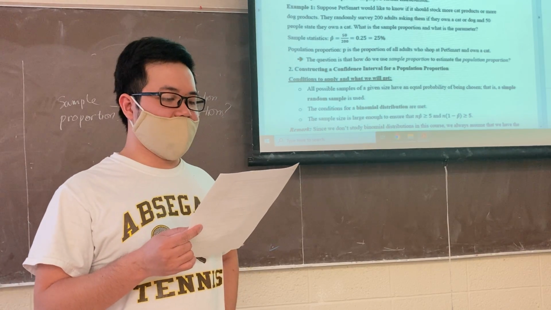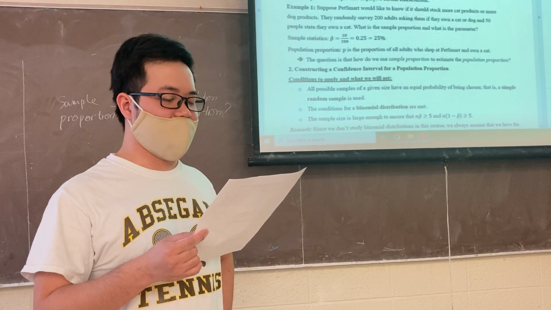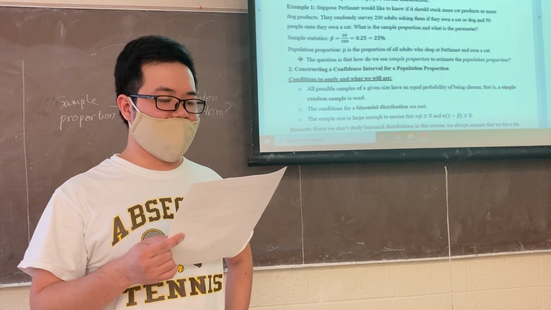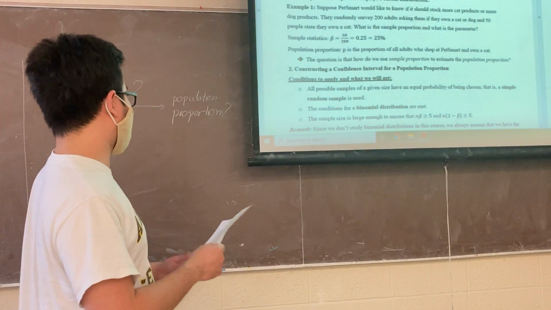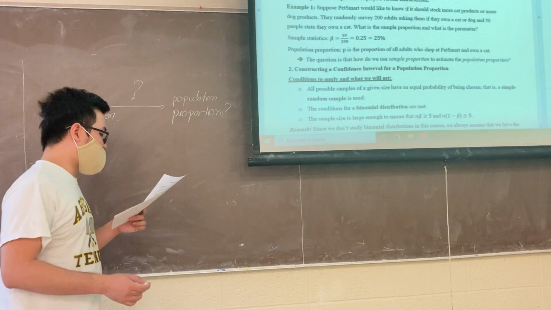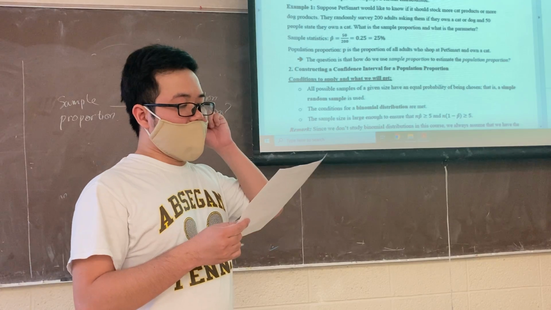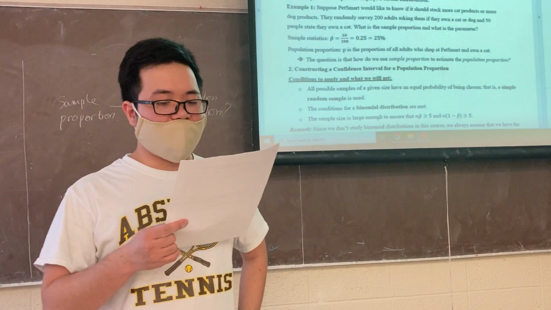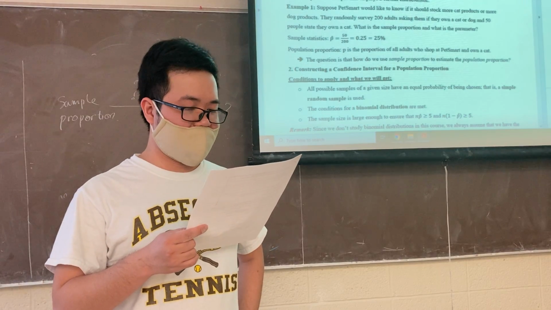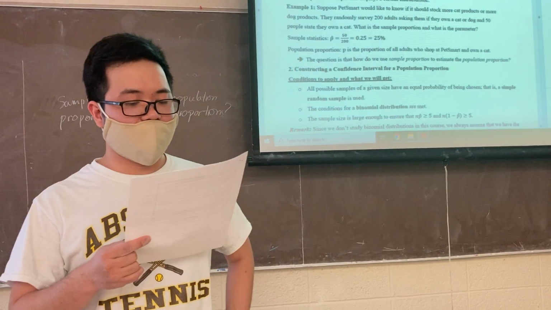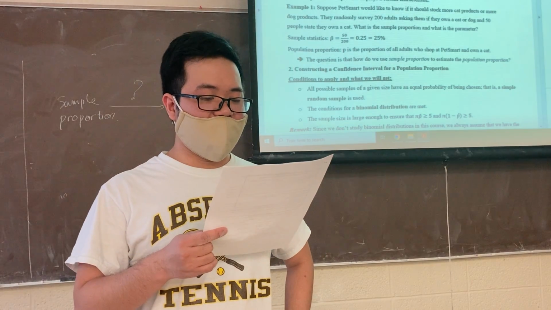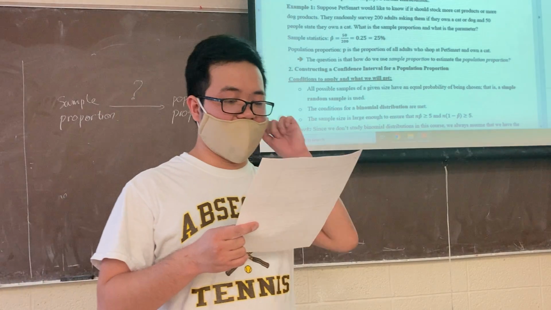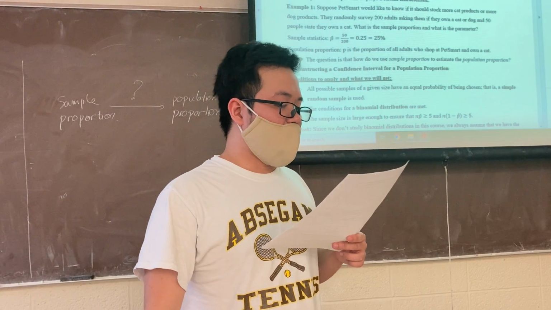The population proportion is just the fraction or percentage of a population that displays a certain characteristic. That is the definition. It's not difficult. For example, look at example 1. Suppose a pet store would like to know if it should stock more cat products or more dog products. They randomly survey 200 adults, asking them if they own a cat or dog, and 50 people say they own a cat.